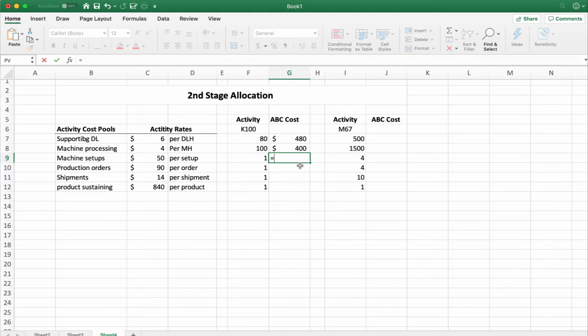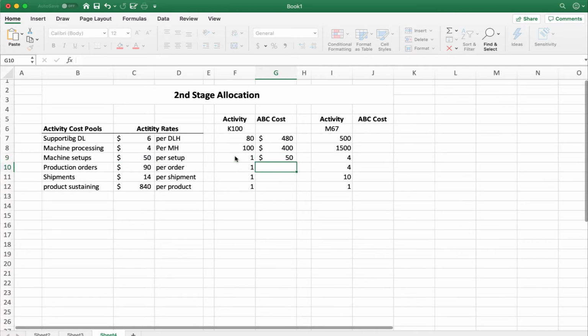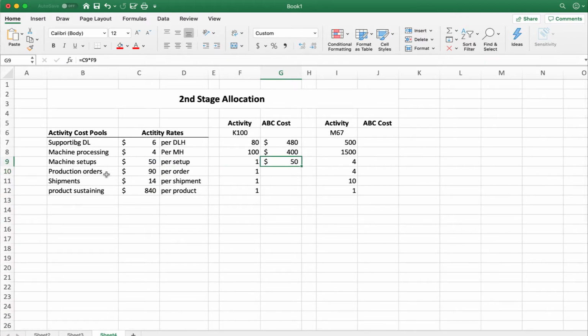The activity of machine setup consumes some overhead costs. We already figured out what the total overhead costs are. It's not in this problem, but we already broke it down to the activity rate of $50 per setup. Well, there's only one setup. And the same thing for production orders, shipment orders, and product sustaining activities. We have 1 machine setup. We have 1 order. We have 1 shipment. We have 1 product sustaining activity.